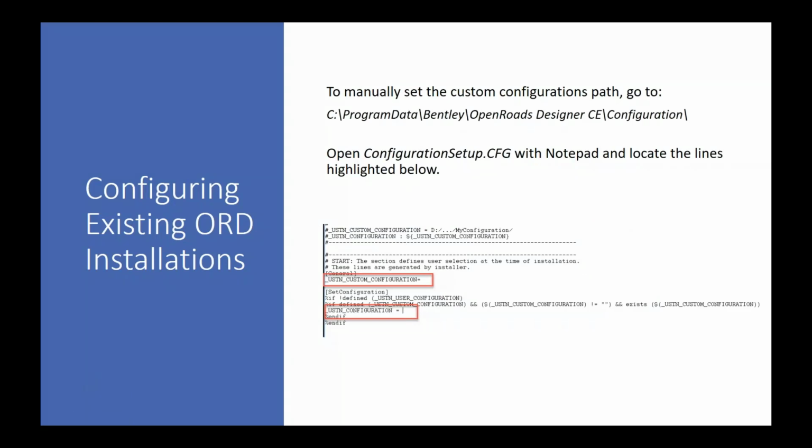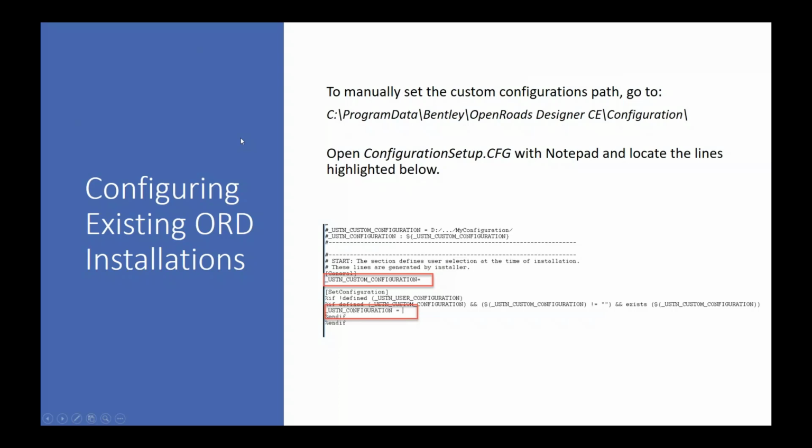So here's how to manually do it. You've got OpenRoads Designer already installed. You know where you're going to install FDOT Connect, or perhaps you've already installed FDOT Connect and it's not working for you. What you'll do is go to the C Program Data Bentley OpenRoads Designer CE Configuration folder. You see that path right there on my screen.